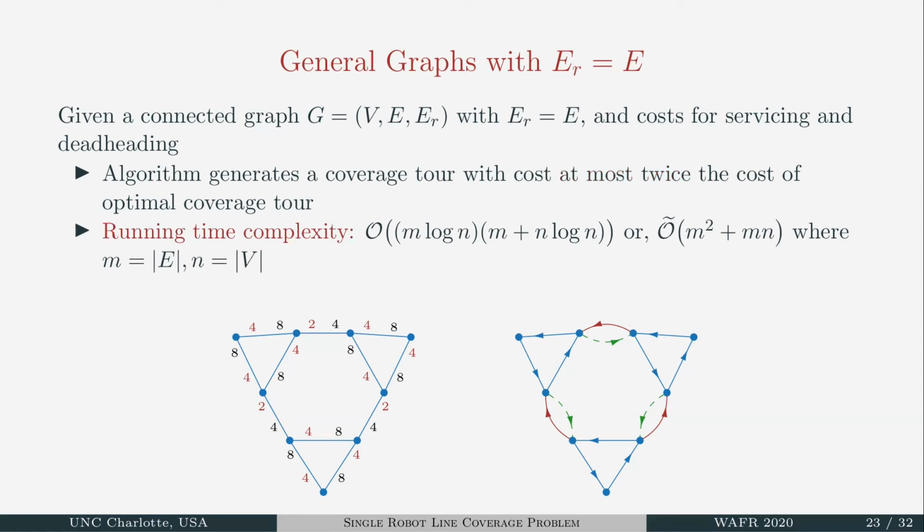The running time is dependent on the solver for minimum cost flow problem, and this can be solved in O tilde of m square plus mn time, where m is the number of edges in the graph and n is the number of vertices.